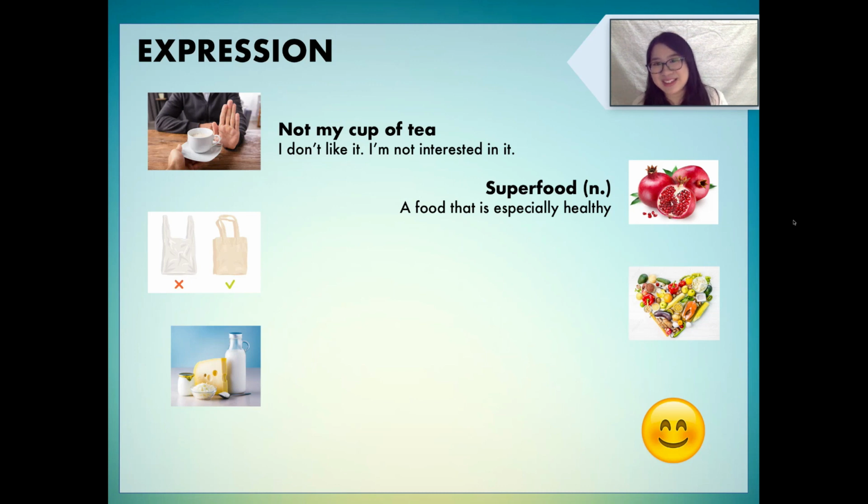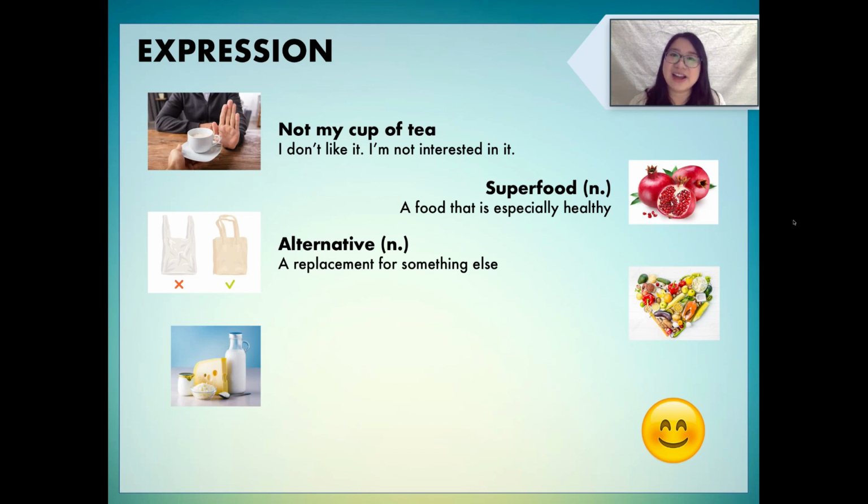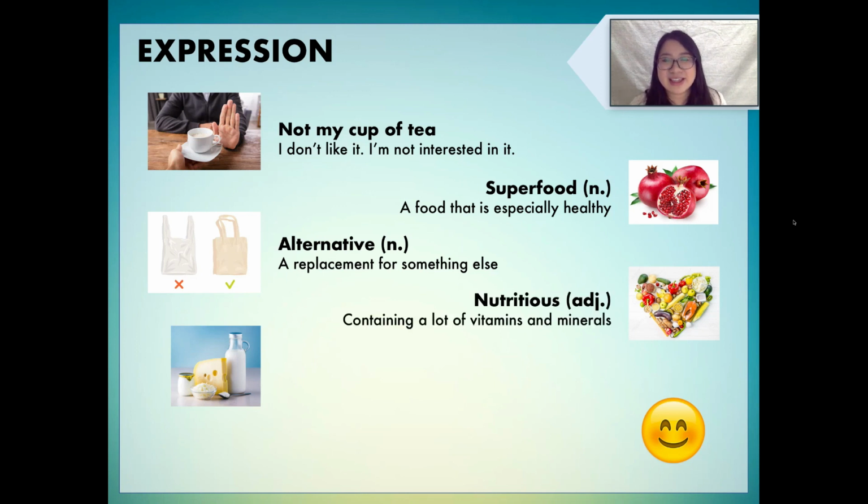Our next word on the left, we can see two bags, a plastic bag and an eco bag. An eco bag is considered an alternative. It's a replacement for something else. And usually an alternative is supposed to be healthier or better in some way. Next, we have lots of very healthy foods. These foods are nutritious. They contain a lot of vitamins and minerals and other things that are important for our health.